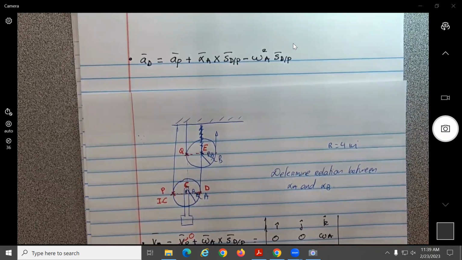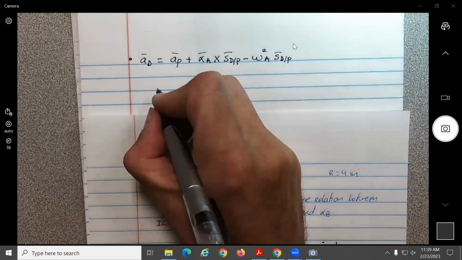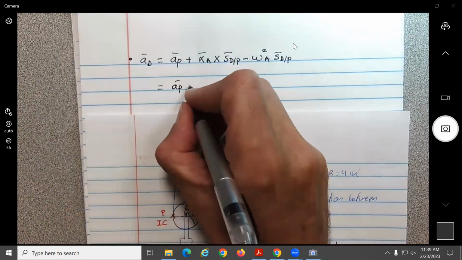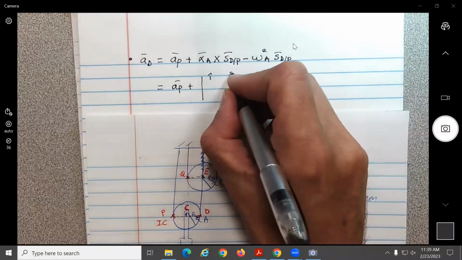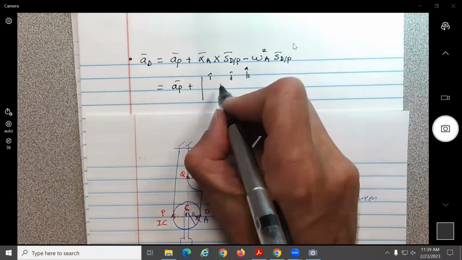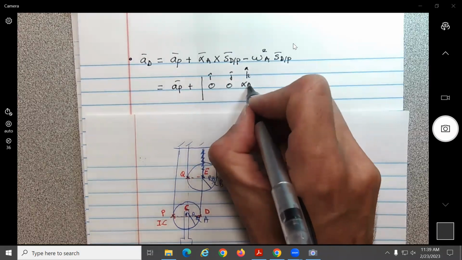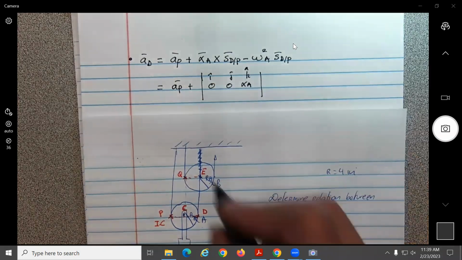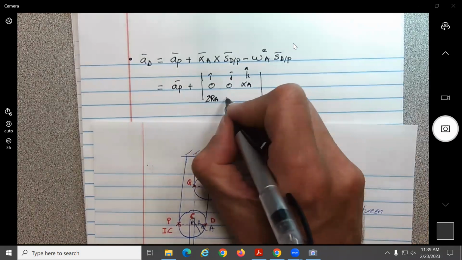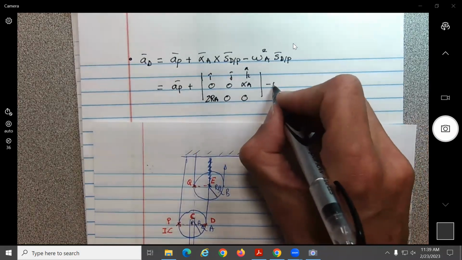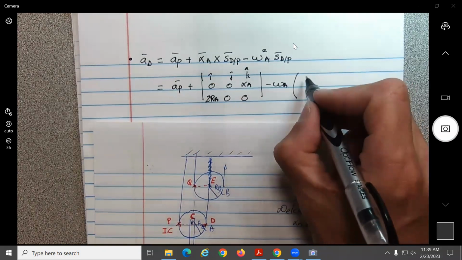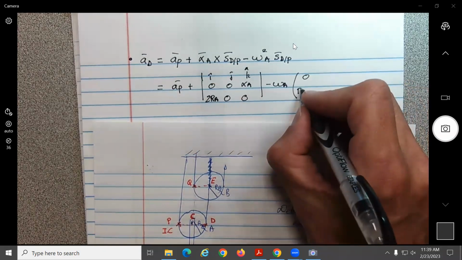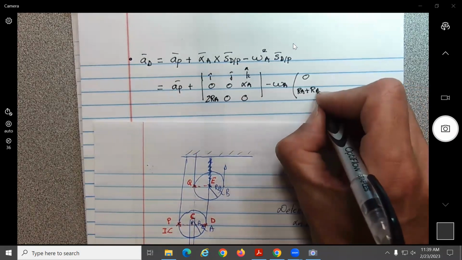Okay, what should be the next line? One or two. All right, let's do them. Okay, so it will be AP plus I, J, K, 0, 0, alpha A. What is the position of D with respect to P? 2R sub A, 0, 0, minus omega sub A squared cross. I'm going to write this a bit differently to give you a hint.